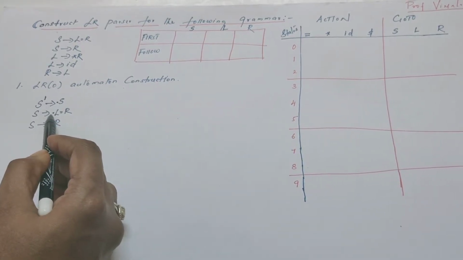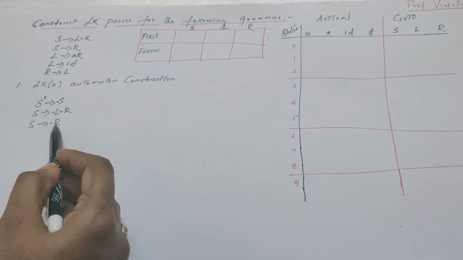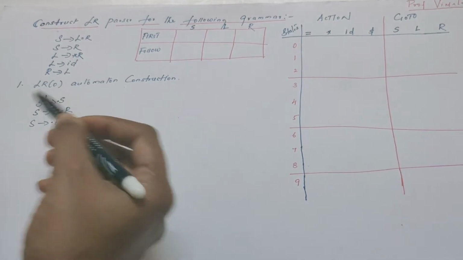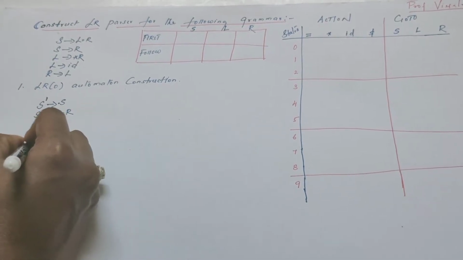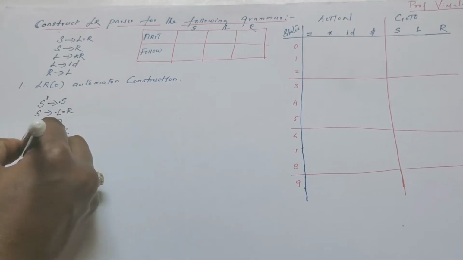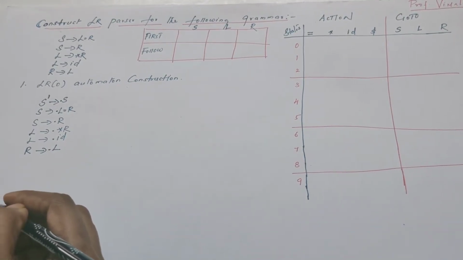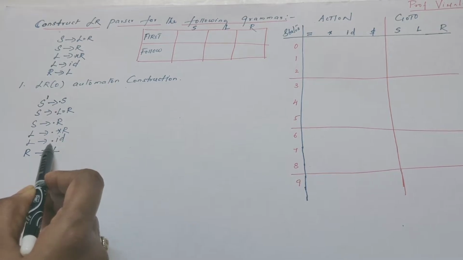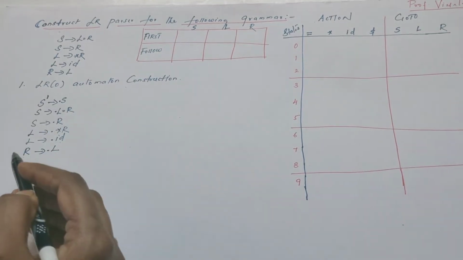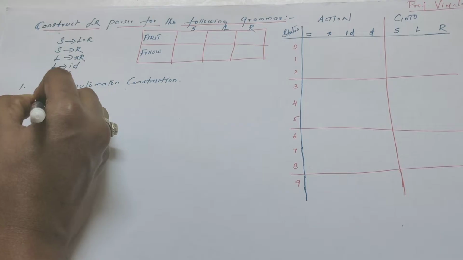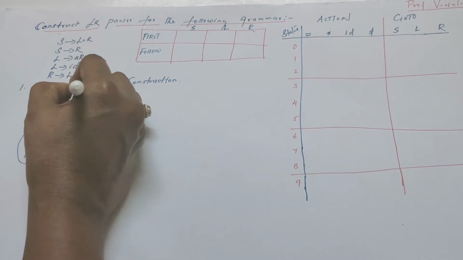Now again analyze the position of the dot. After the dot there is a variable L, there is a variable R. So we have to include the rules for L as well as for R. Let us do that. L derives dot star R, L derives dot ID, R derives dot L. So by the way, we have included all the required rules. After the dot there is a star here, after the dot there is ID, which are all terminals. After the dot there is L here. Already we have included the rules for L also. So this is the start state of this LR0 automaton. Let us call this initial state I0.